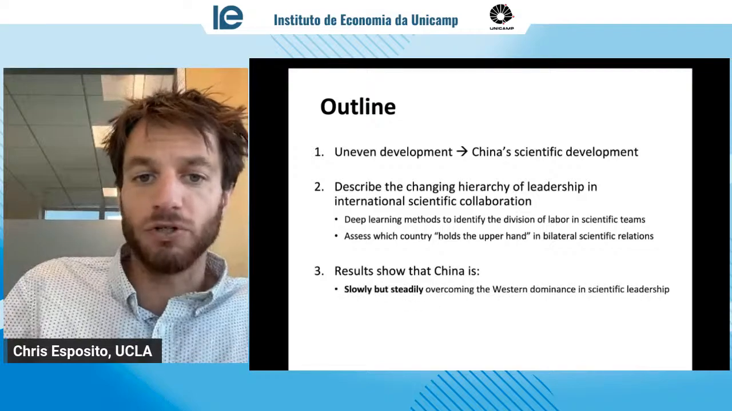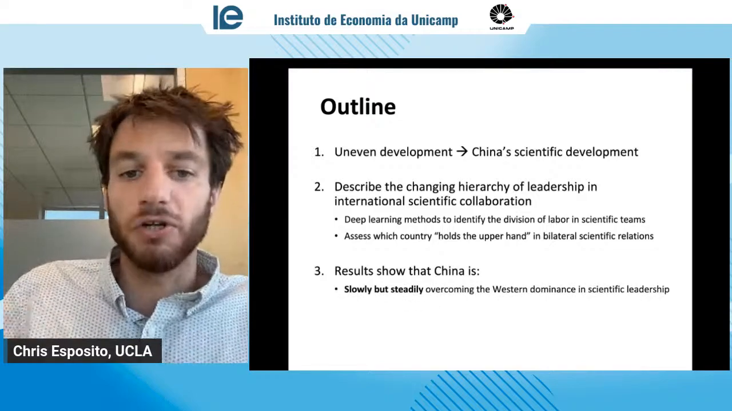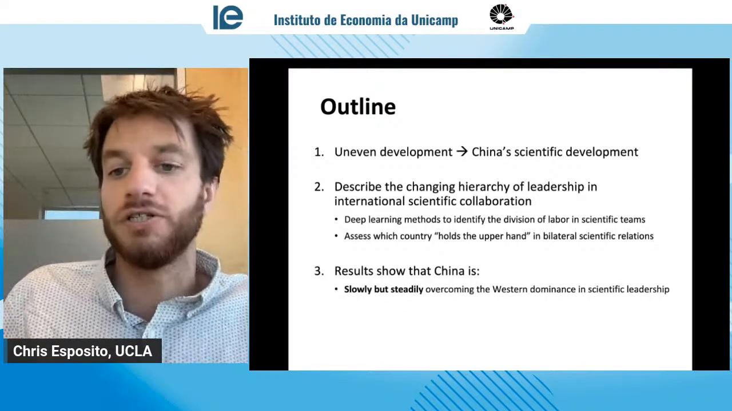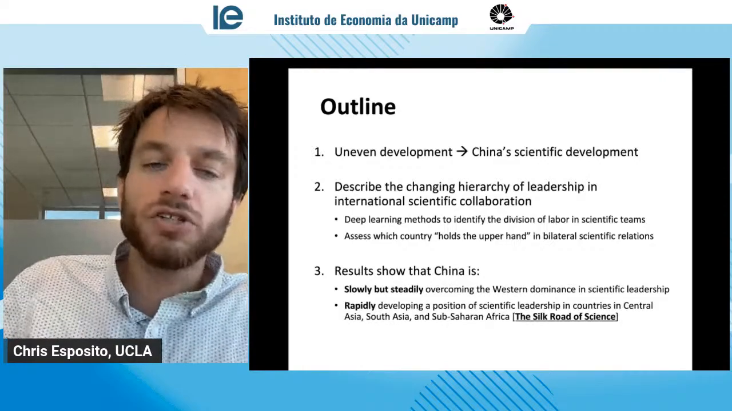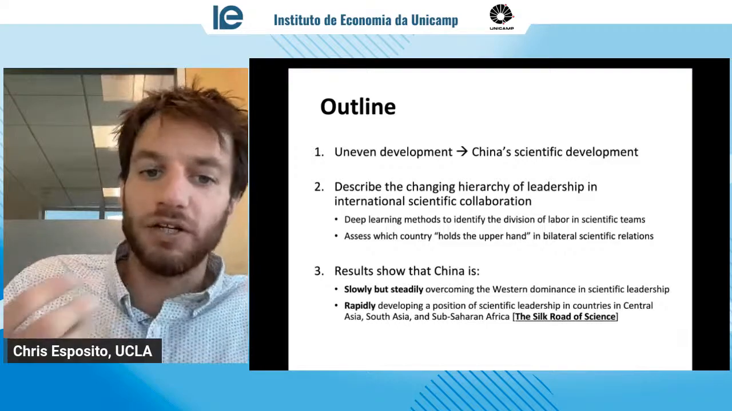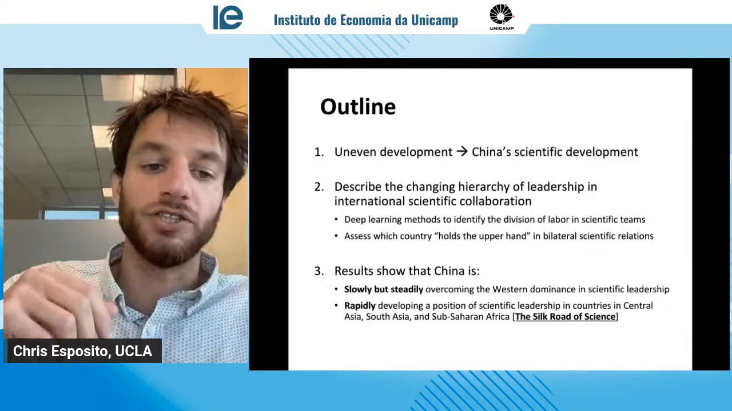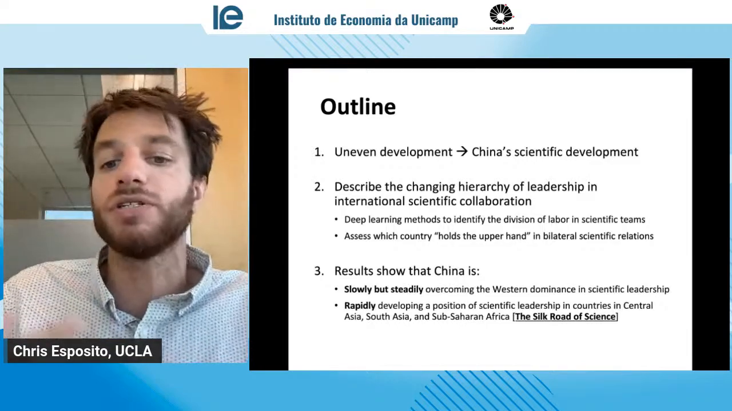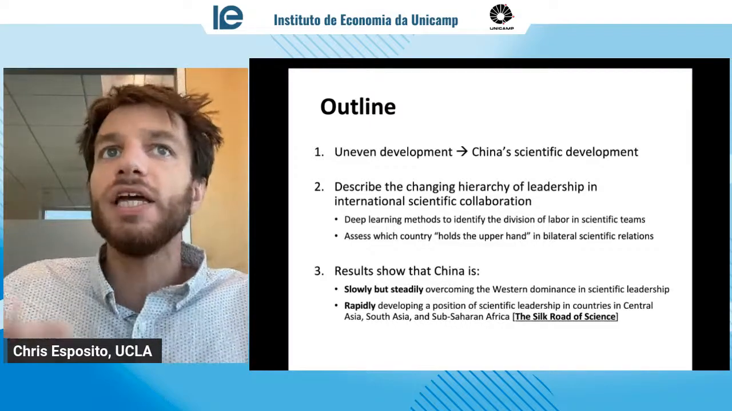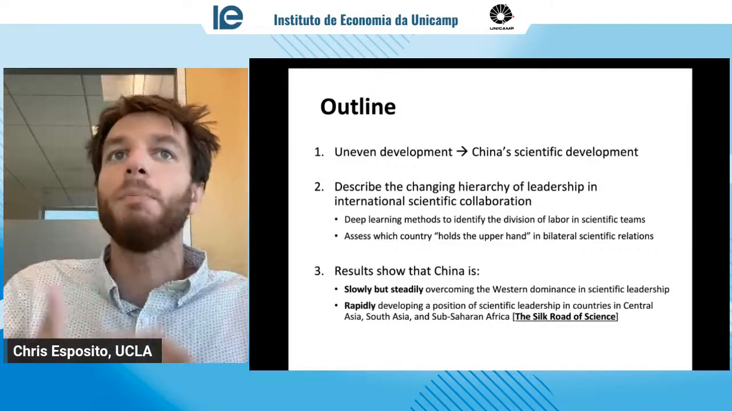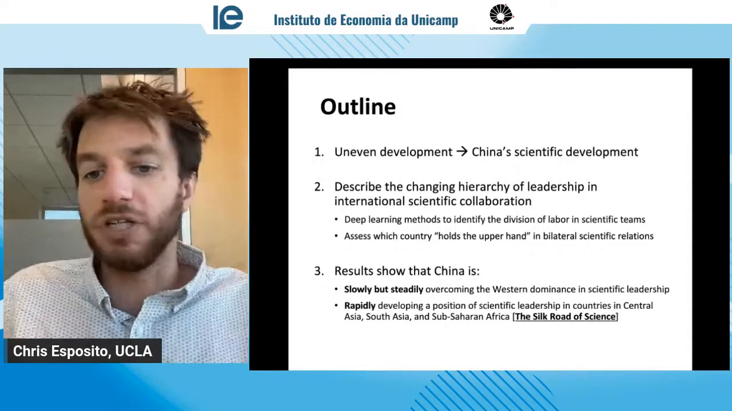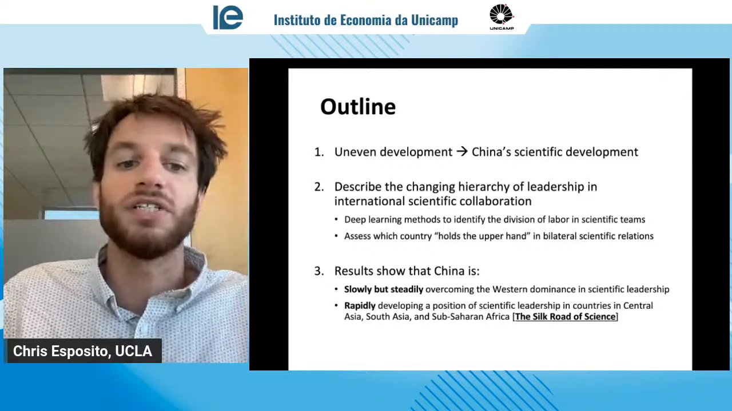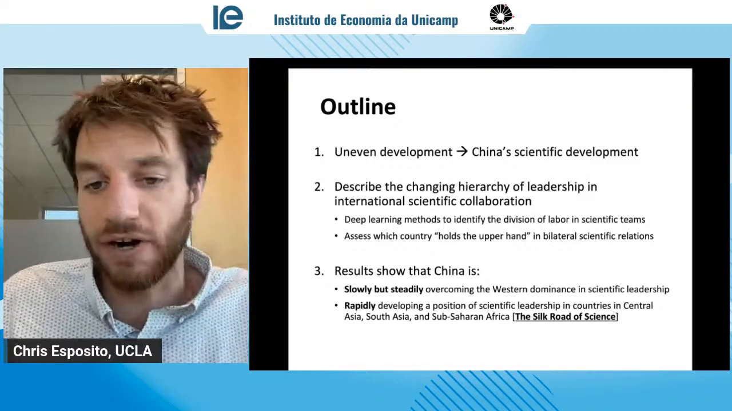And to preview the results, what we're going to show is that China is basically slowly but steadily overcoming Western dominance in scientific leadership as a whole. But while slowly and steadily overcoming Western dominance, it's also developing a position of scientific leadership in an area of the world that has been up until now relatively neglected by Western scientists. This is essentially these countries that are found in Central Asia, South Asia, and Sub-Saharan Africa.